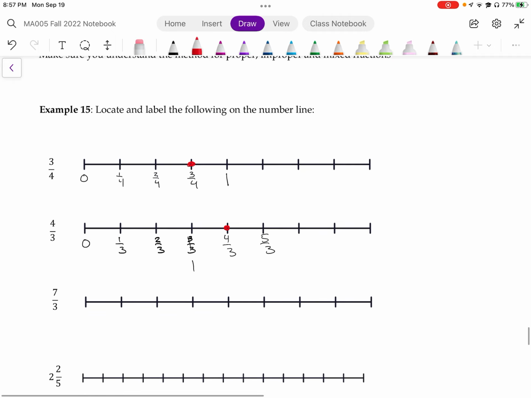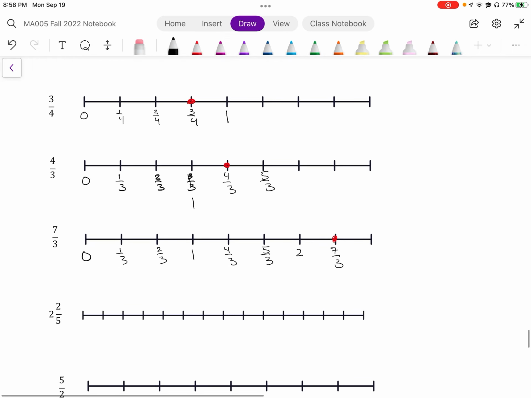All right, 7/3. I'm going to do the same thing. I'm just going to go 1/3, 2/3, 3/3 is 1, 4/3, 5/3, 6/3 is 2, 7/3. Okay, and that's where I need to be. So there it is, 7/3. Nope, and I should probably call this 0. All right, 2 2/5. I'm not going to name every single one, but what I'm going to do is I'm going to count over. So I'm going to go 1/5, 2/5, 3/5, 4/5, 5/5. There's 1.